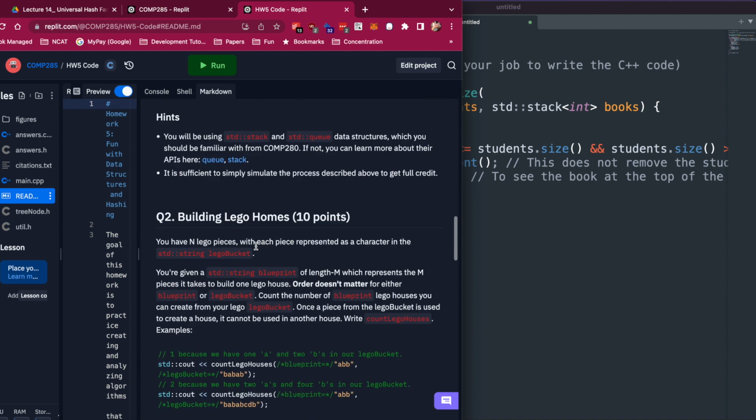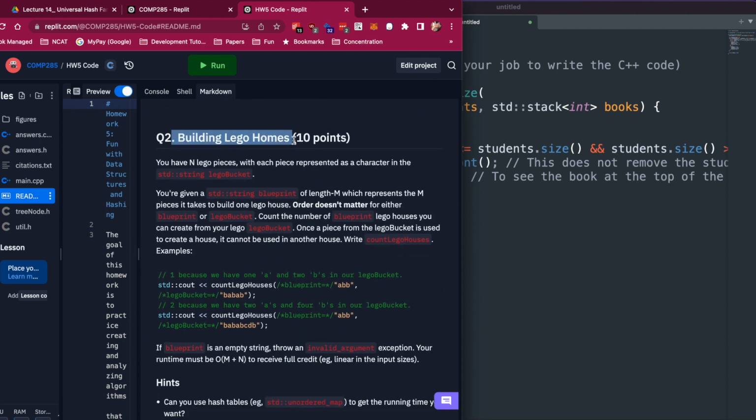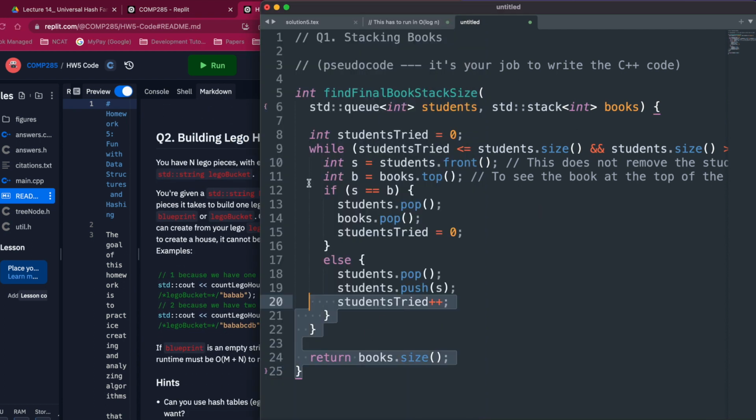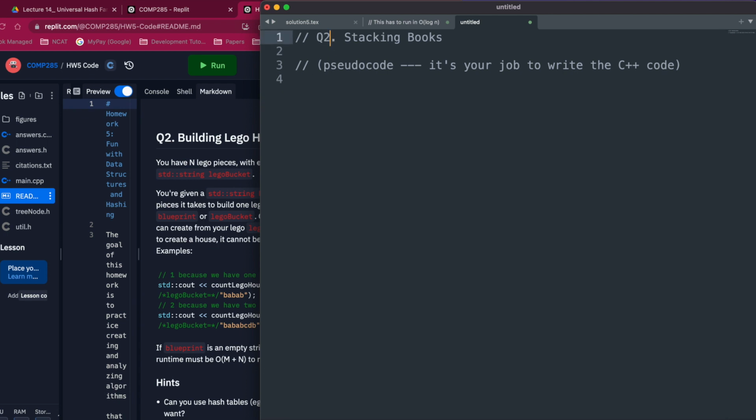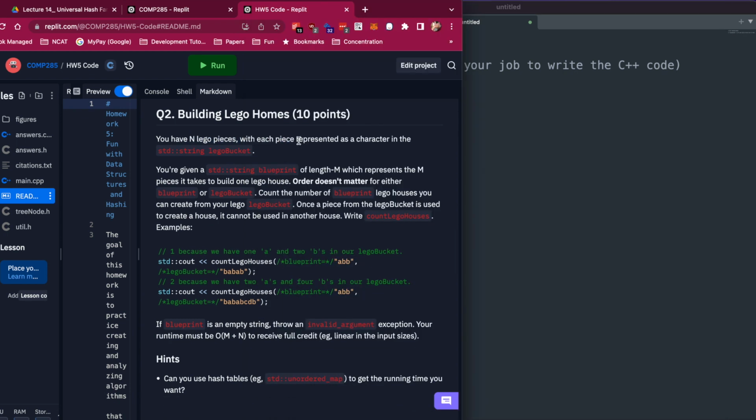Moving on, we would look at question 2. So this talks about building Lego homes, and this is worth 10 points. So again, for question 2, we actually talk about having n Lego pieces, and each piece is a character in a string Lego bucket. So let's look at the example.